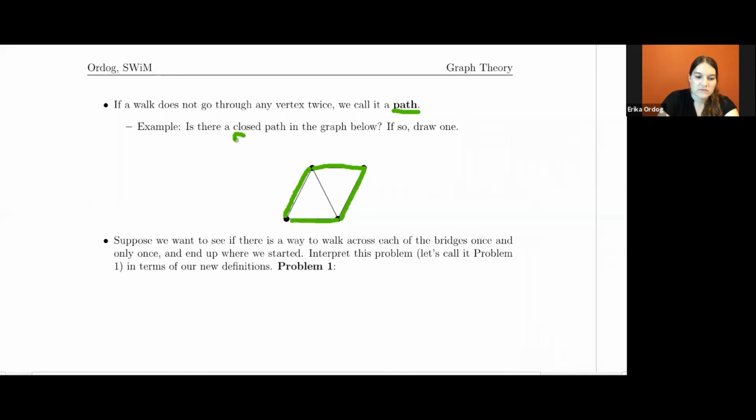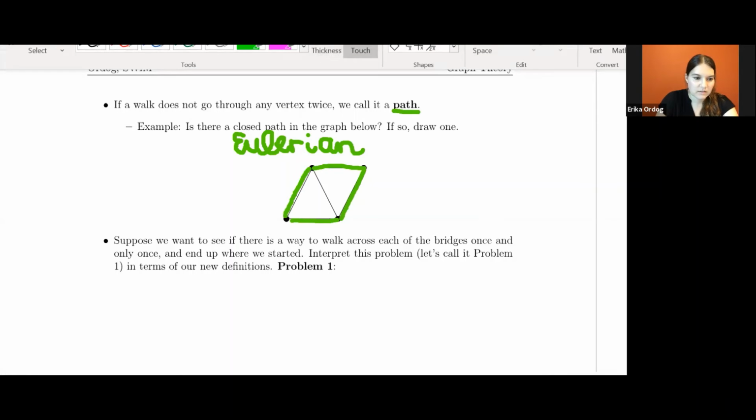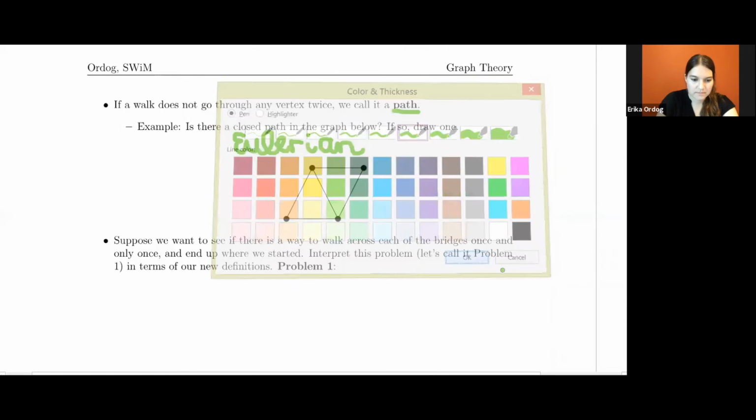Now try to see if you can find a closed Eulerian path, meaning we go through all of the edges. Why don't you pause and do that now? I am going to erase these. Okay, and then draw again.